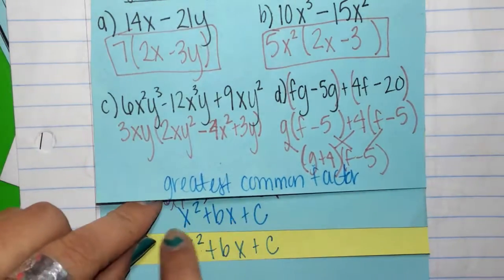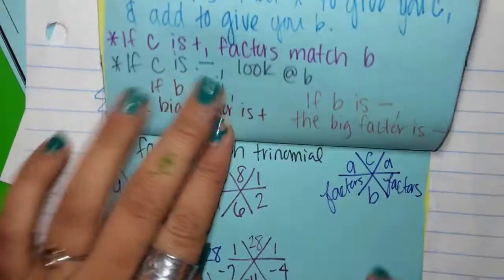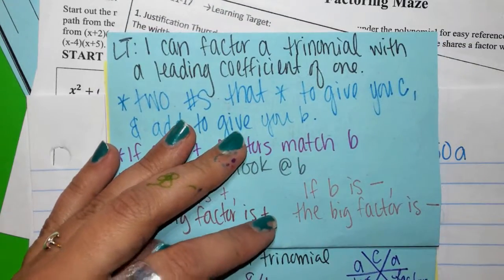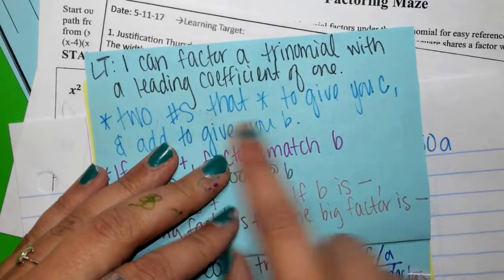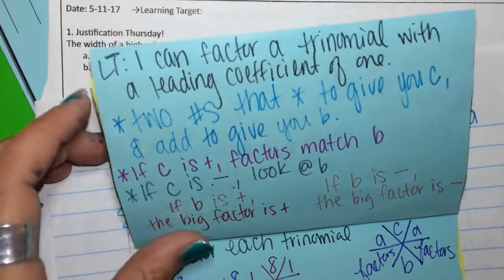Alright, so let's open this one. x squared plus bx plus c. Now remember, this is where we use the star. Our leading coefficient is 1. We need two numbers that multiply to give us what? C. And add to give us? B. Fantastic.